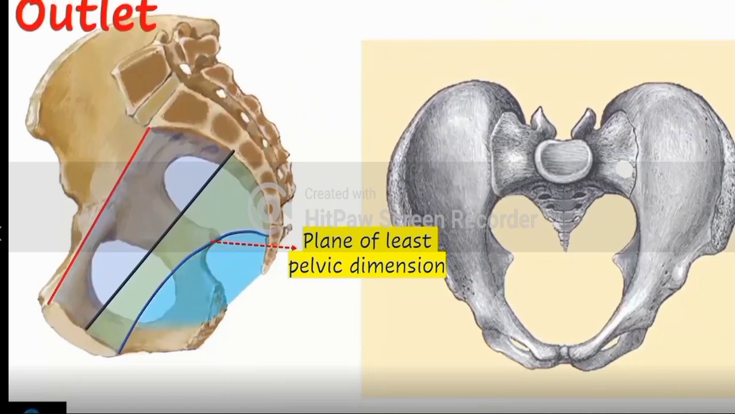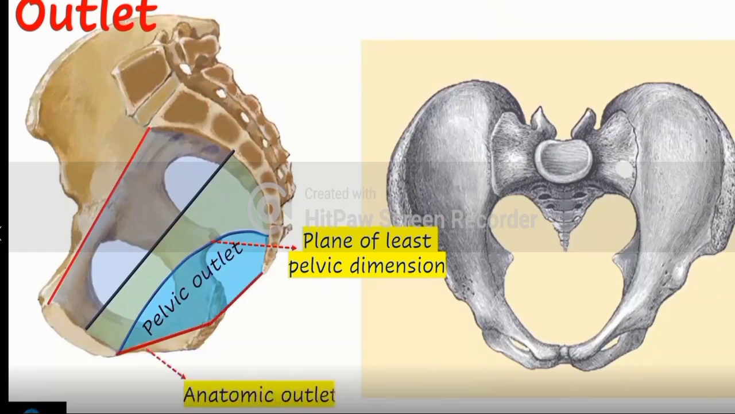The pelvic outlet is a segment bounded by the plane of obstetric outlet above and the plane of anatomic outlet below. The plane of obstetric outlet is called plane of least pelvic dimension. It extends from the lower margin of the symphysis pubis through the level of ischial spines to end at the tip of the sacrum.